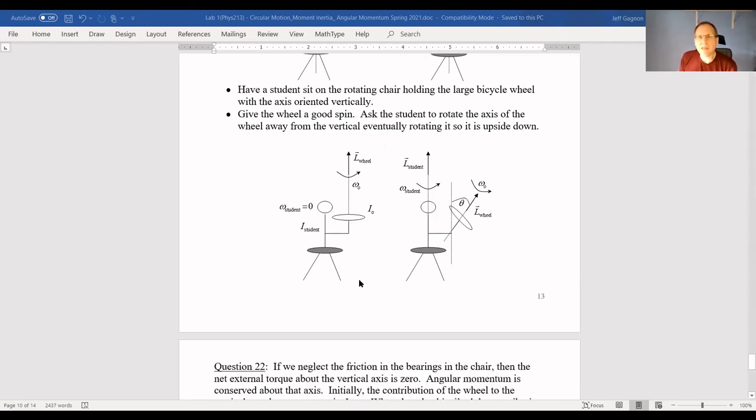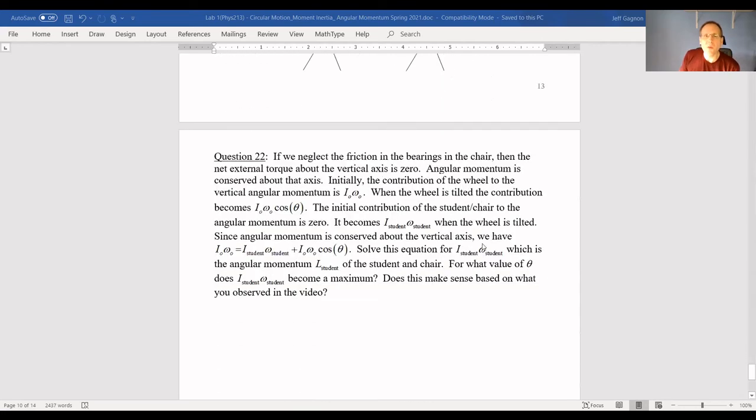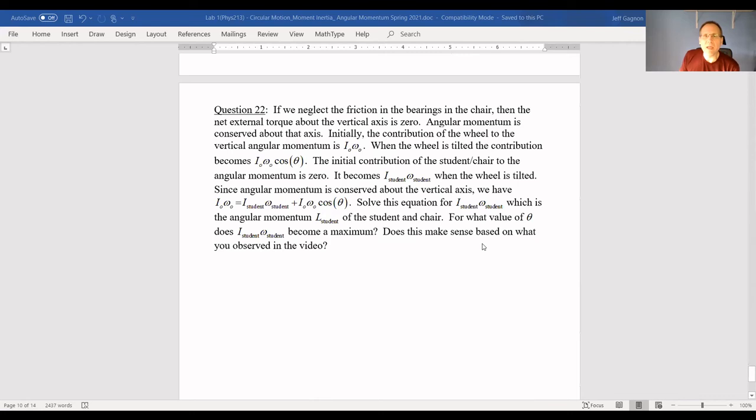Then what happens is the student rotates the wheel away from them, through some angle theta. And it might be surprising, but you're going to see that the student and the chair start to spin counterclockwise. Okay. So let me jump on the iPad one last time to describe the math behind this. And I just want you to really think about this.